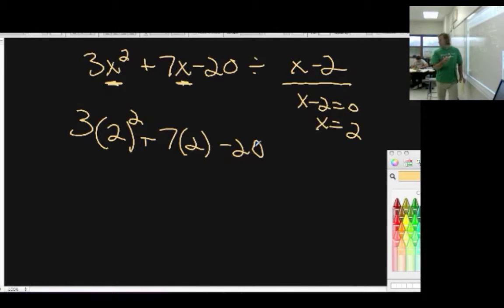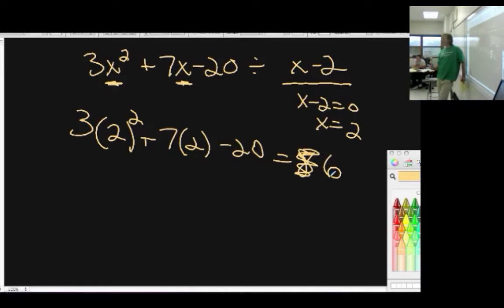Is that 8? Did anybody work it out? 12 plus 14 is 26. Anybody work that out? Thanks. It's only on video at home. It's not a big deal. You saw, laugh at me.